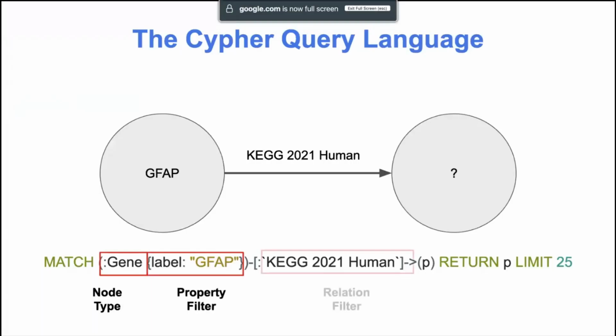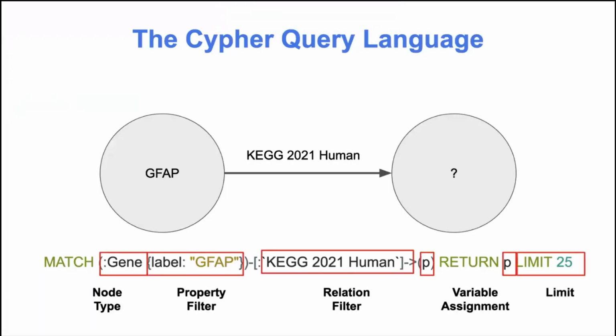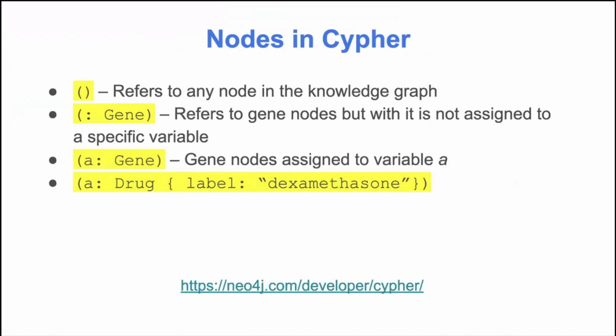And next, here are just nodes in Cypher. As I mentioned, everything in parentheses refers to any nodes in the knowledge graph. If it has a colon and the node type, this refers to gene nodes, but it is not assigned to a specific variable. And if you have a variable A before the colon, you assign that gene to that variable. And with this one, we're looking for drugs with label dexamethasone and assigning it to the variable A.